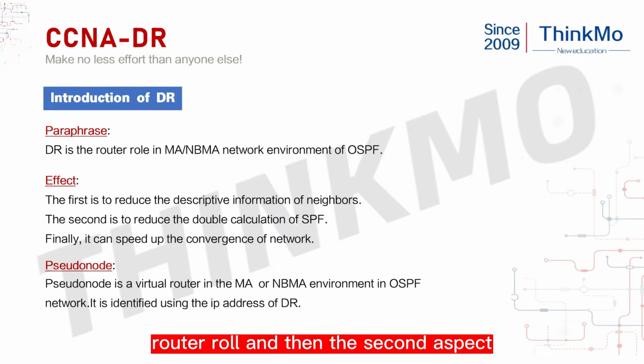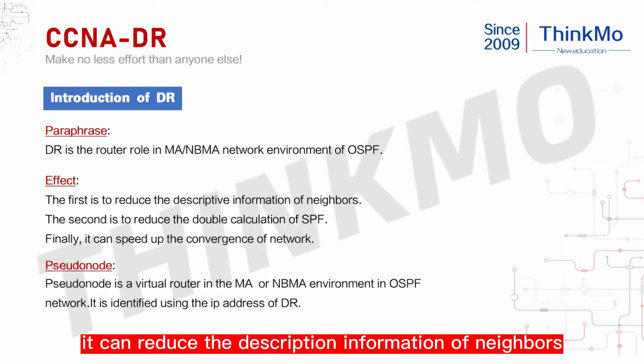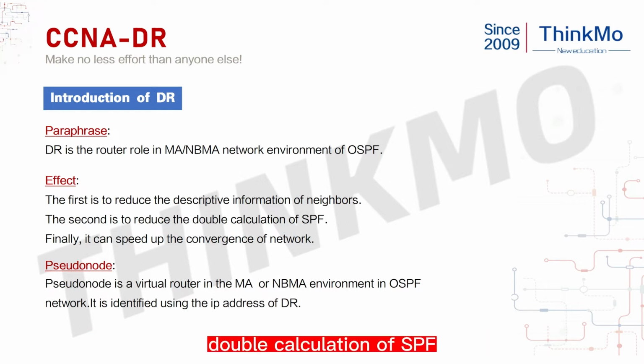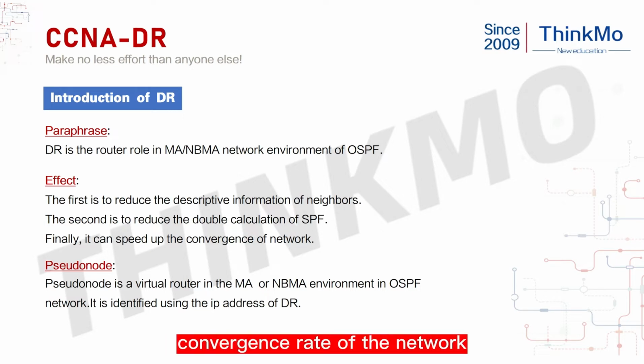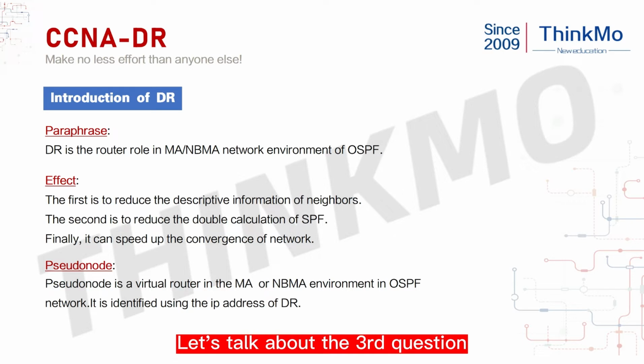And then the second aspect: what DR does. First, it can reduce the description information of neighbors. The second is that it can reduce the duplicate calculation of SPF. The third is that it can accelerate the convergence rate of the network. Based on these points, that's a review of what we did last time. What we're going to do today is talk about the third question.